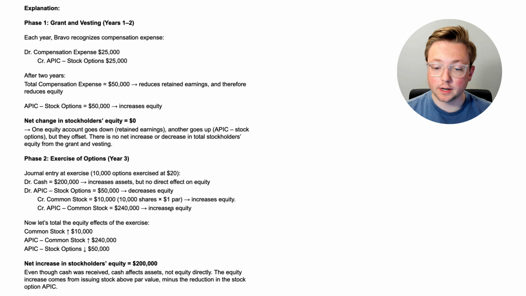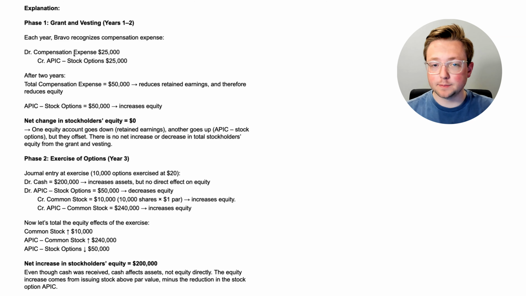So $240,000 increase to equity, $10,000 increase to equity, $50,000 decrease to equity. So you add up all that together, and that's a net increase in stockholders' equity of $200,000 from them exercising the options. Even though cash was received, cash affects assets, not equity directly. The equity increase comes from issuing stock above par value minus the reduction in the stock option APIC. So again, this question is a little bit more complicated, and I wanted to show you the journal entries for what's happening when it's granted during the vesting period, and then what happens when they exercise the options.